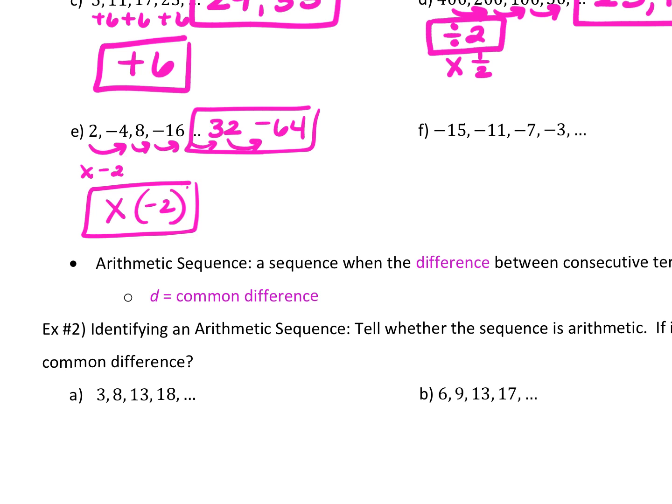Okay. How do you get from negative 15 to negative 11 and negative 11? You're adding, right? That number looks like it's getting smaller, but it's really getting bigger. So you are adding 4 each time. Okay, so plus 4 is the pattern. So what are your next two terms?